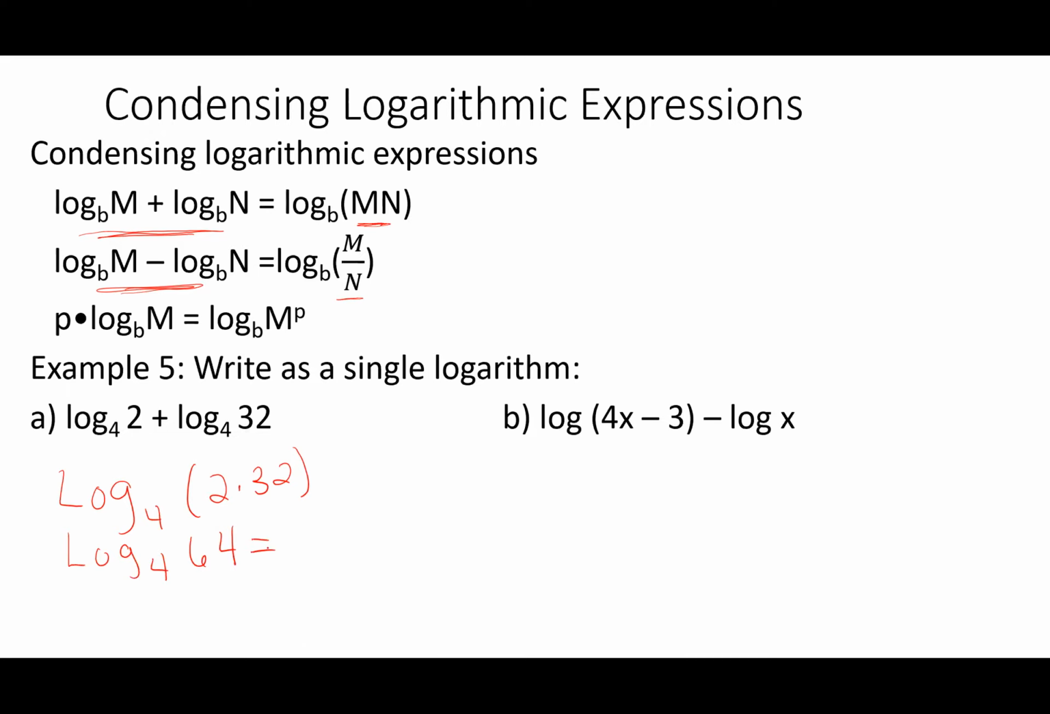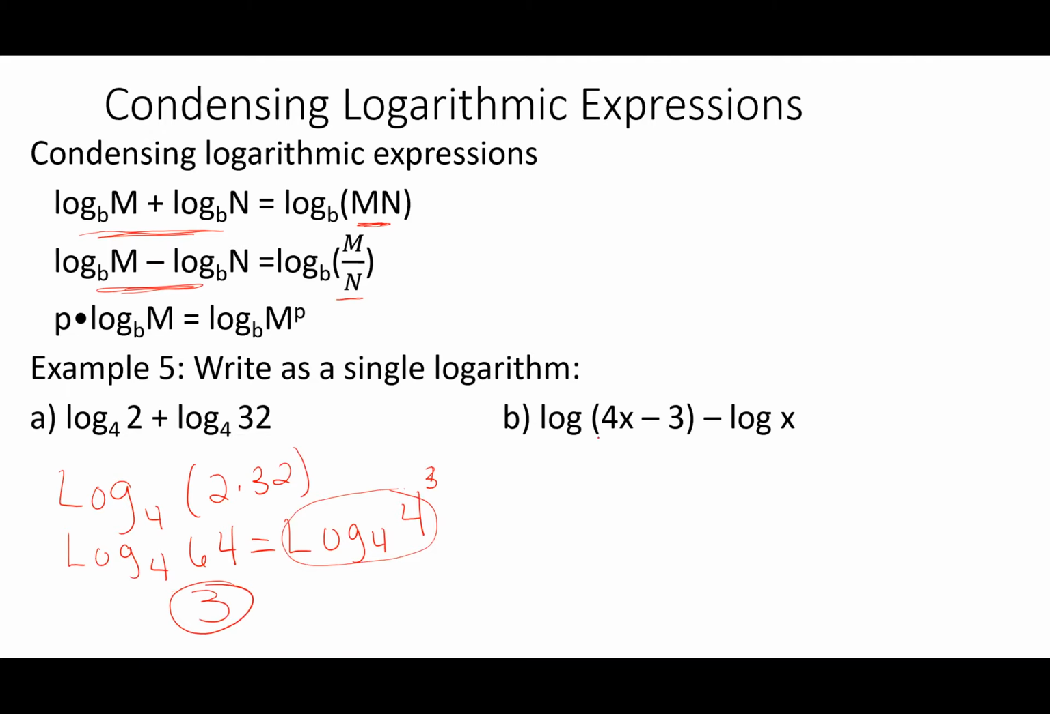Can I write 64 as 4 to a power to simplify that? Yes. 4 to the third is 64. So the log base 4 cancels, and I'm left with 3.